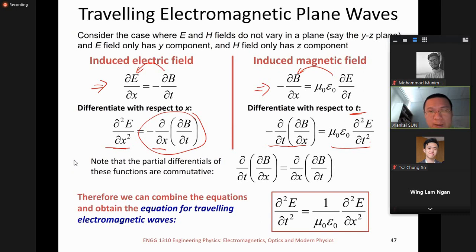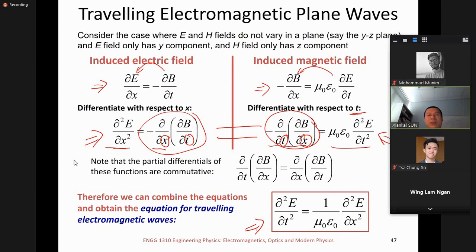So it is natural that these two terms are equal to each other because the partial differentials are commutative. That means the two variables can exchange their positions. So we establish a relationship between the second derivative of E with respect to X and the second derivative of E with respect to T. So that is the equation for traveling electromagnetic waves.